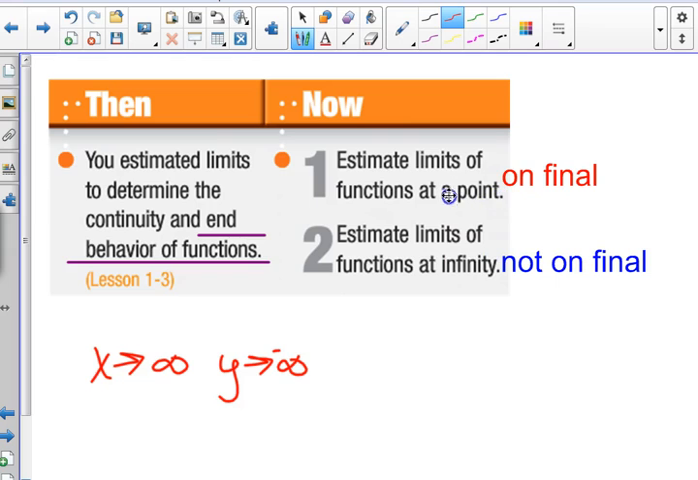We're going to talk today about limits at a particular point and what makes something have a limit and when it doesn't have a limit. And we're going to talk about limits at infinity, what happens on the far left and far right, but I will tell you that part is not on the final, okay?